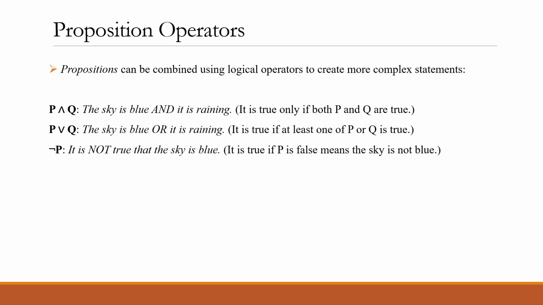Next, we have P or Q. P disjunction Q. The sky is blue or it is raining. This one is true if at least one of P or Q is true. And not P, this one, it is not true that the sky is blue. Basically it's the negation of P. It is true if P is false, meaning the sky is not blue.